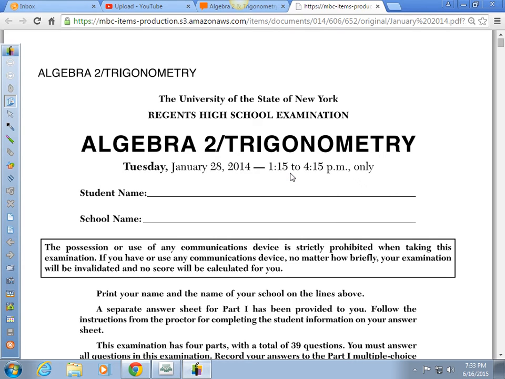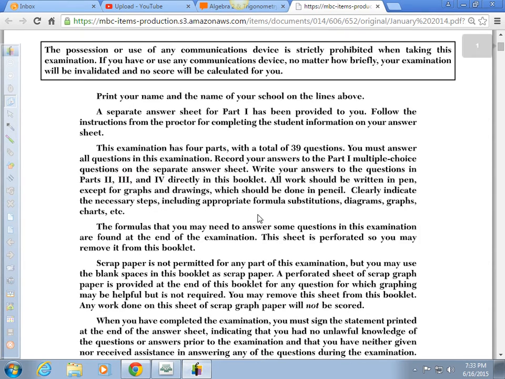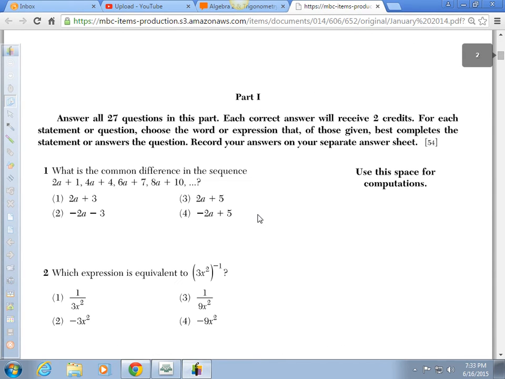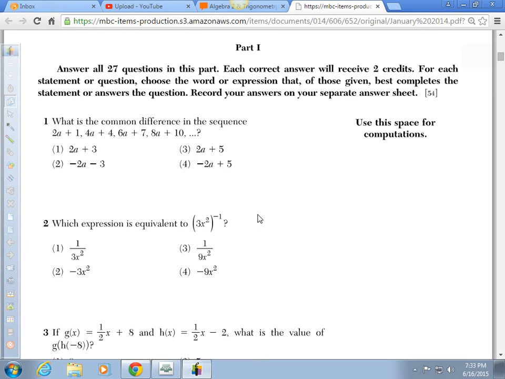All right, folks. Last Thursday, we had finished up the part 2s, 3s, and 4s for the January 2014 Regents exam. We are just going to continue on with the part 1s. We had gotten through probably about the first third of the part 1s, I believe. We were looking through here.